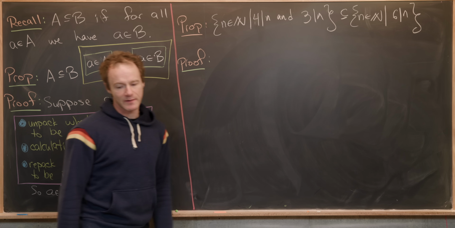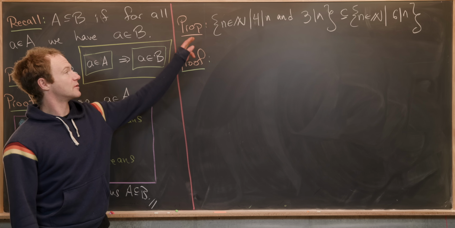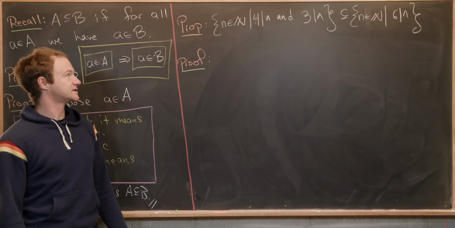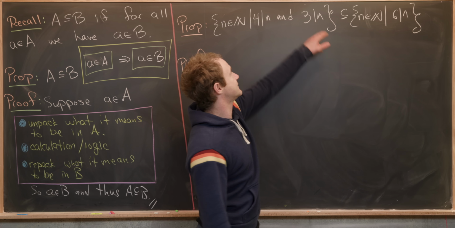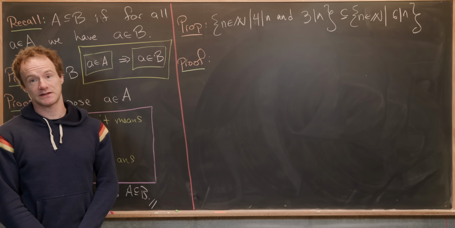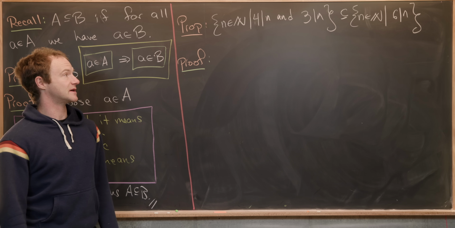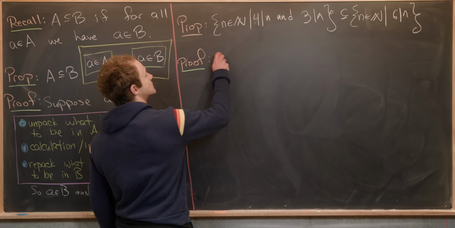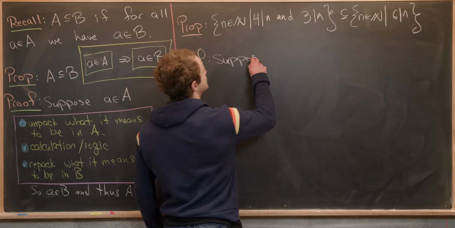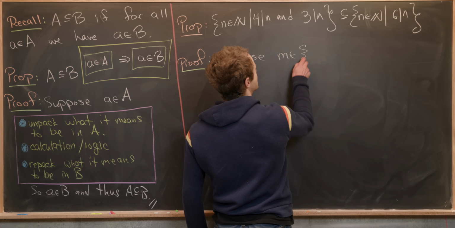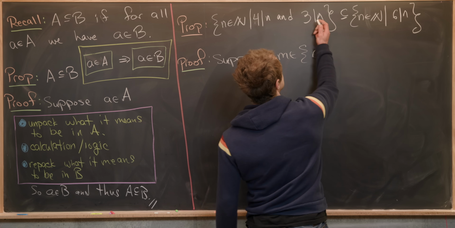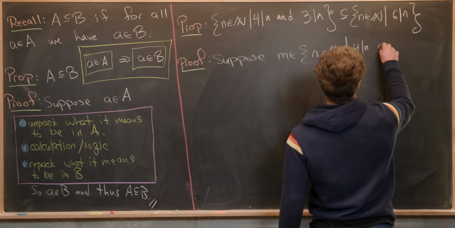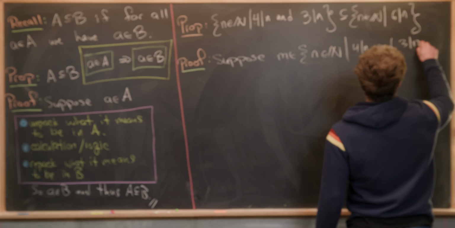Okay, so we're going to do maybe two examples of this. The first one will be this one. So we want to show that the set of all natural numbers that are divisible by 4 and divisible by 3 is a subset of the set of all natural numbers divisible by 6. So let's see how we could do that. So let's go ahead and suppose that we have a number m from this first set. In other words, it is a natural number that is divisible by 4 and divisible by 3.